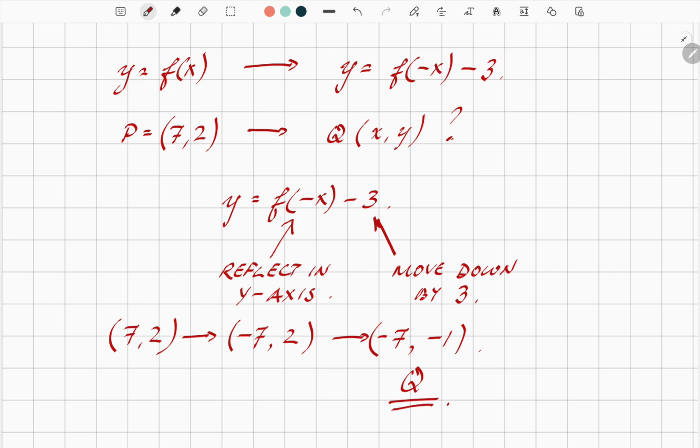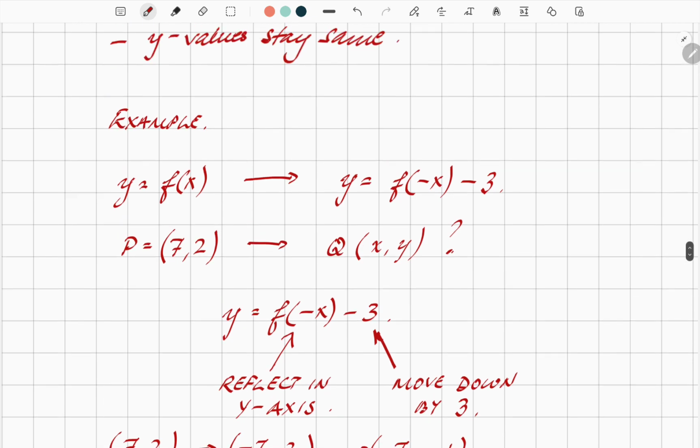So the transformations are treated independently. Always do the ones inside the bracket first, and then whatever goes on outside of the brackets, i.e. outside of the f of x. And that should hopefully keep things in the right order for you.